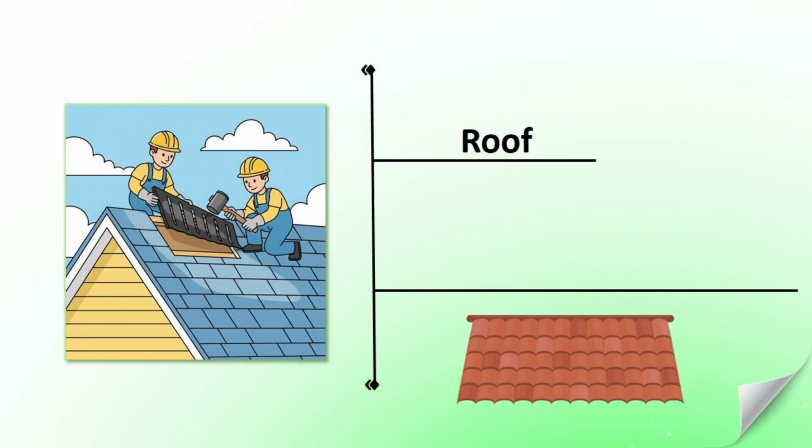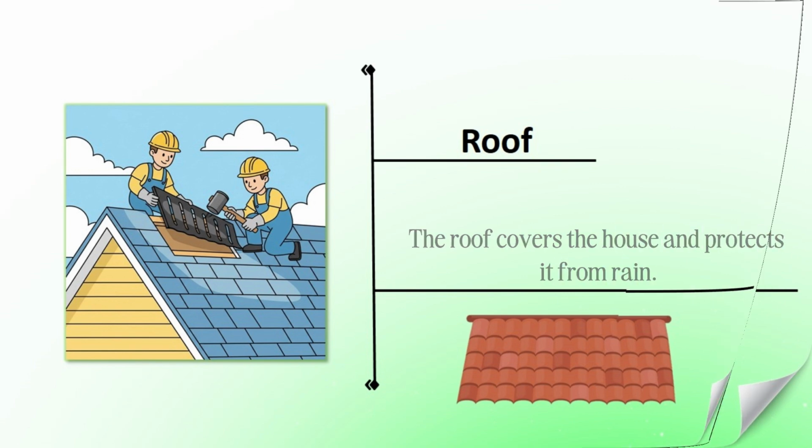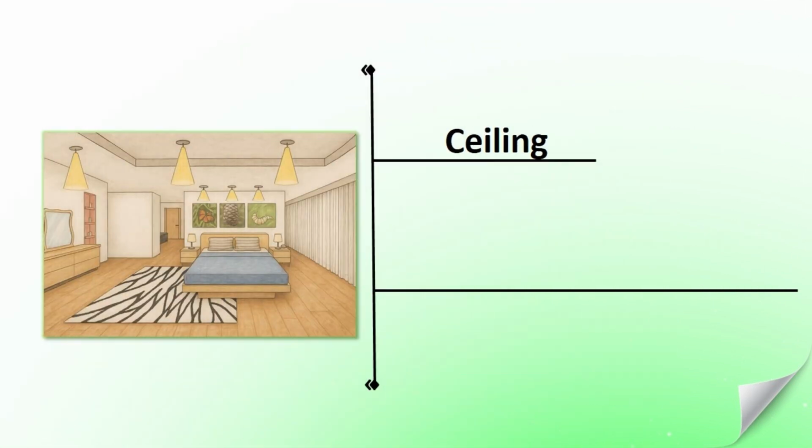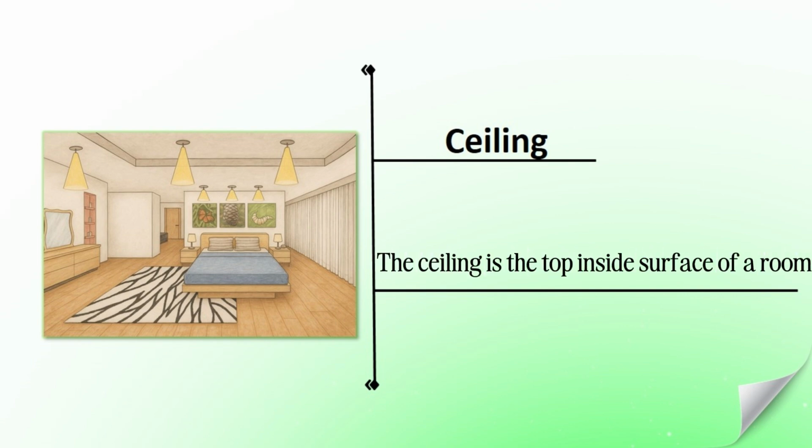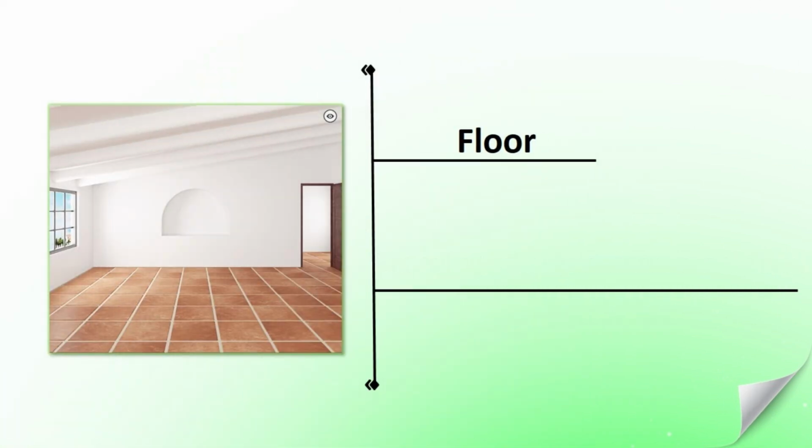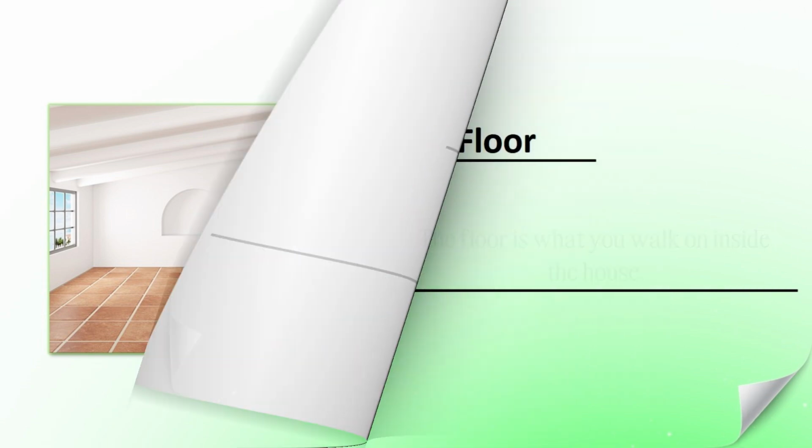Roof. The roof covers the house and protects it from rain. Ceiling. The ceiling is the top inside surface of a room. Floor. The floor is what you walk on inside the house.